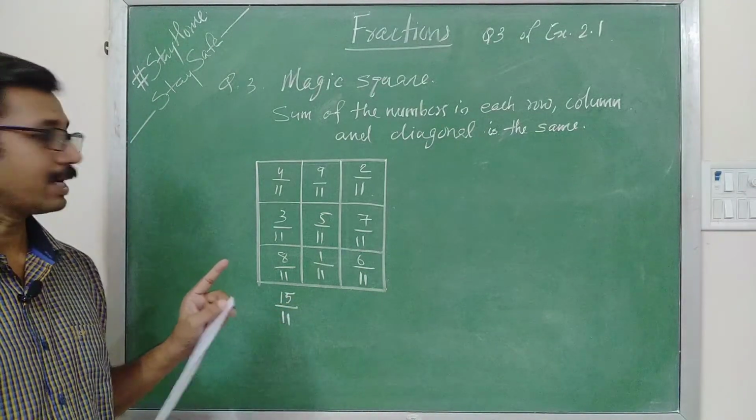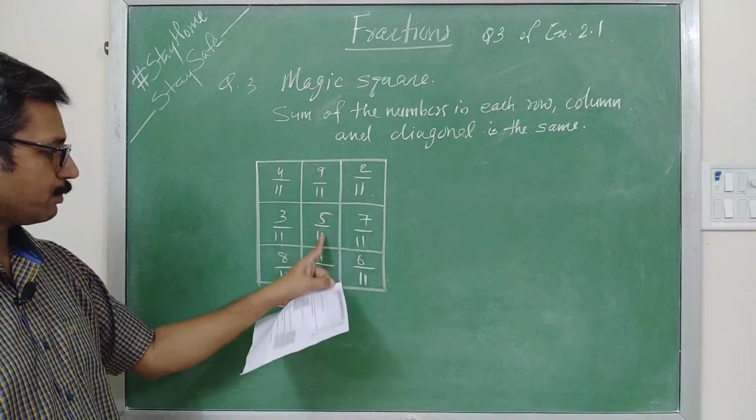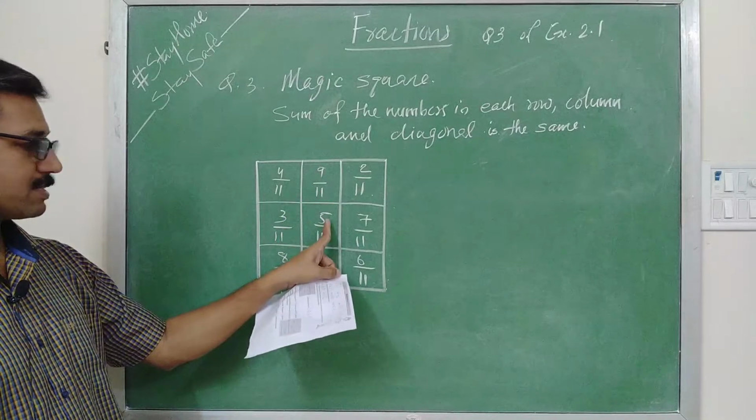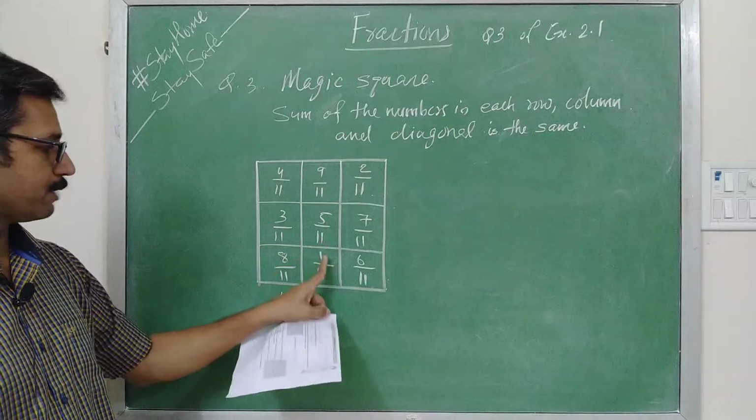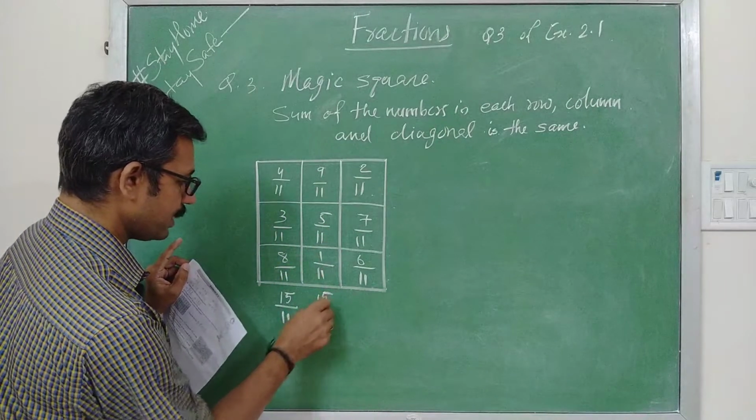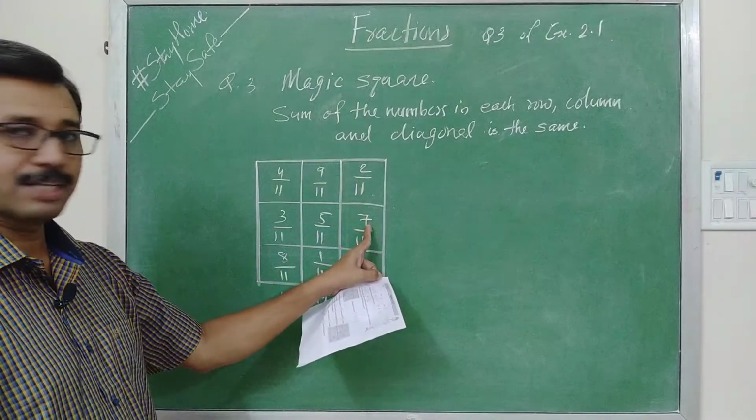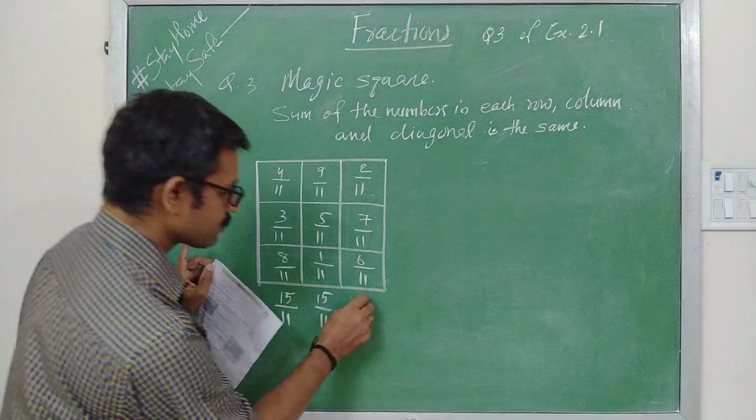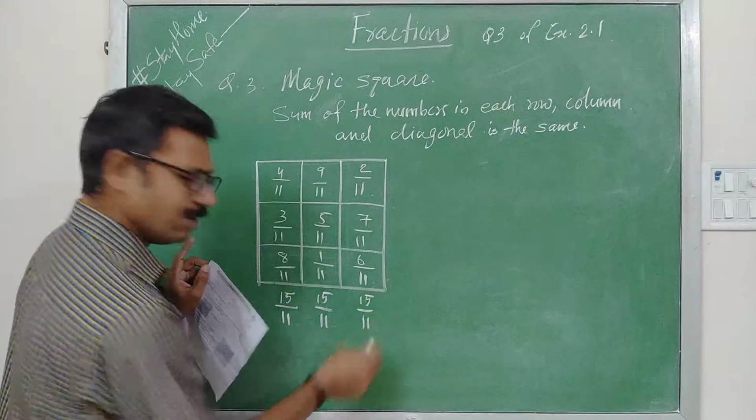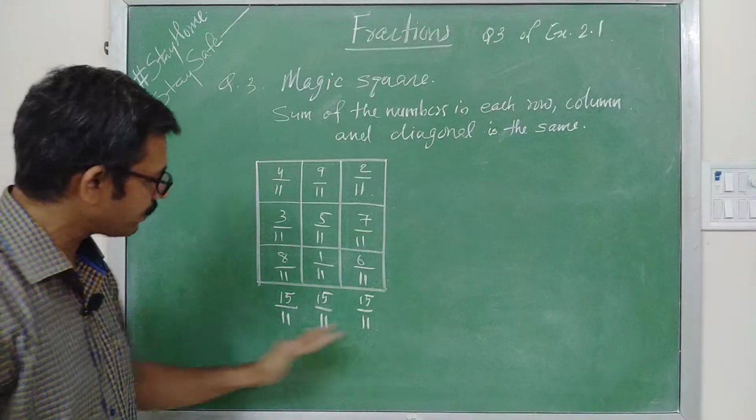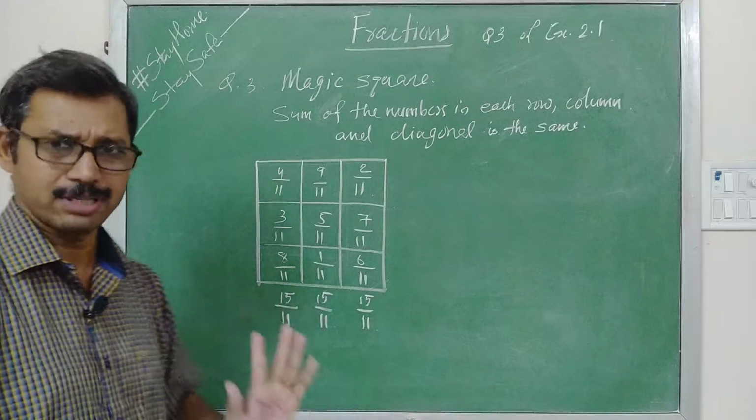Added? Like that. Here also, all the denominators are the same, so we have to just add the numerators. 9 plus 5, 14. 14 plus 1, again it is 15 upon 11. Correct? And next row, that is 2 plus 7, that is 9. 9 plus 6, again it is 15 upon 11. Only the thing is that you have to just add the numerators and write the denominator as it is.